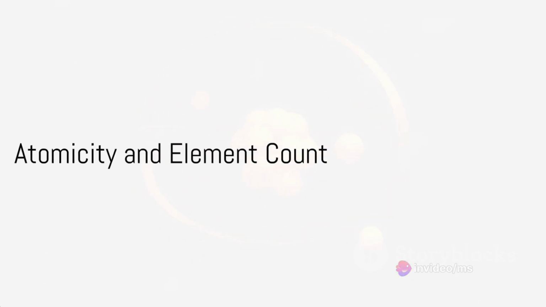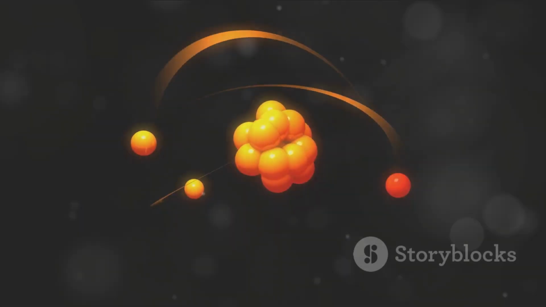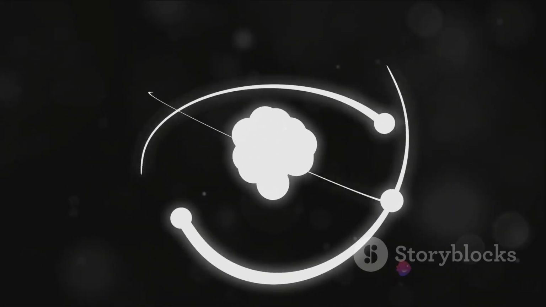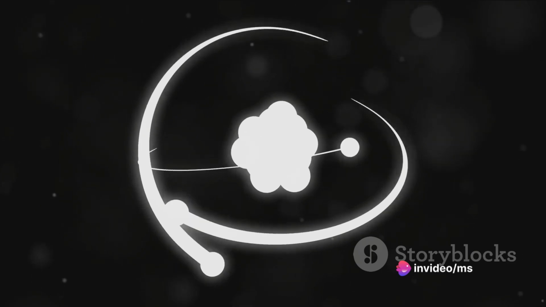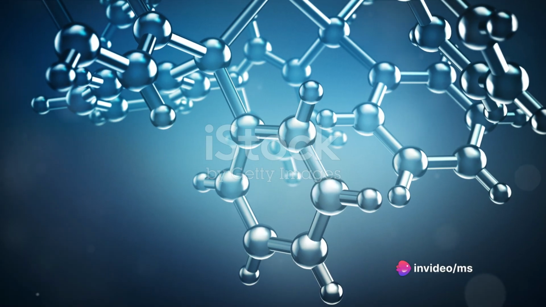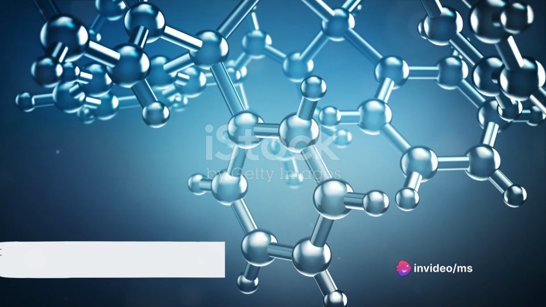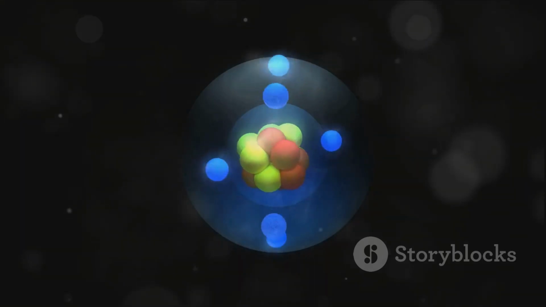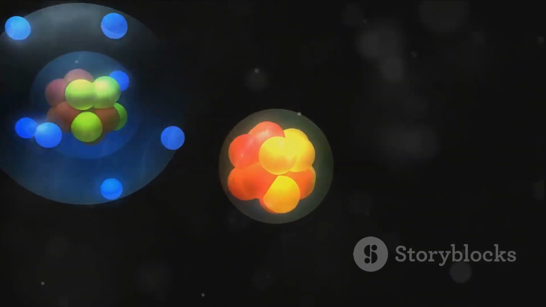Atomicity is the count of atoms present in a molecule. This count helps us distinguish between elements that exist as single atoms or as clusters of atoms. Consider noble gases like helium or neon, or some metals like mercury. They're the lone wolves of the element world, with an atomicity of 1. Essentially, one atom equals one molecule of the element.